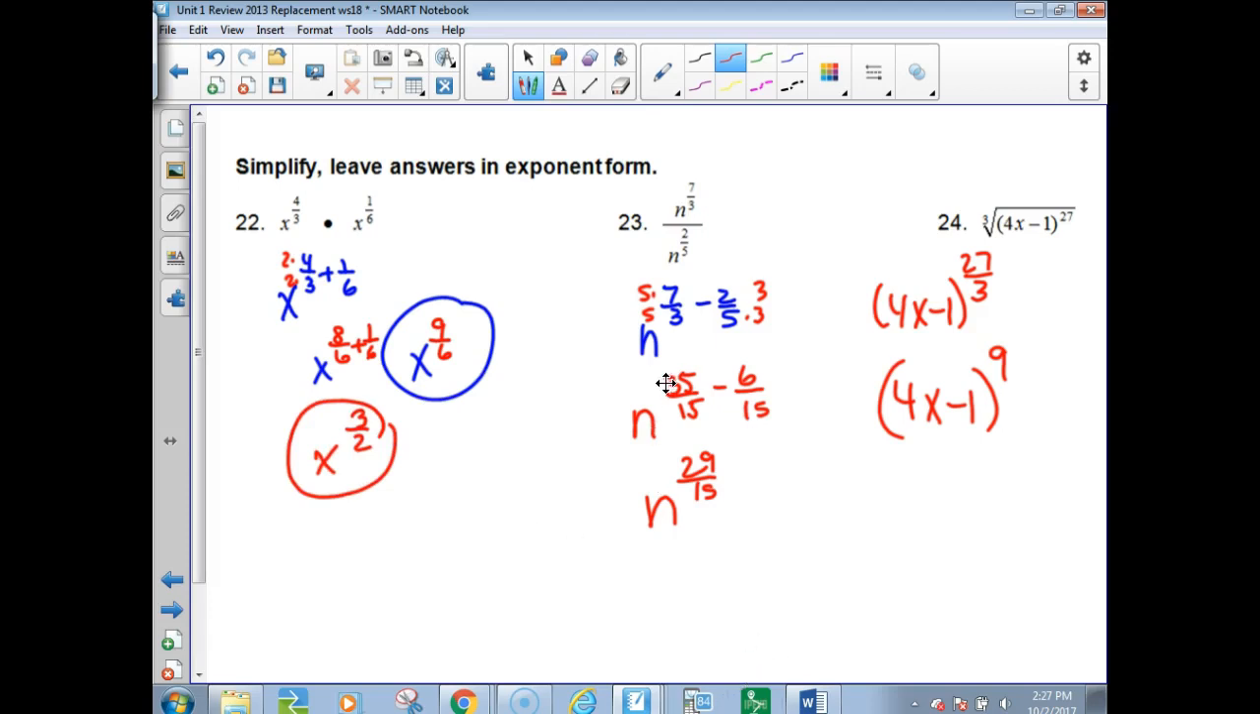Oh, did you? Okay. Do you want 23, anyone? Okay, 24 just showed you what you were supposed to do. Just divide, leave it alone. That's it. Divide the index into the power.